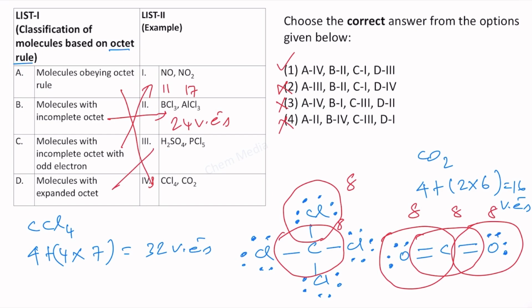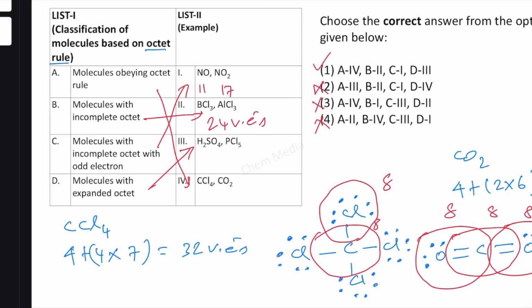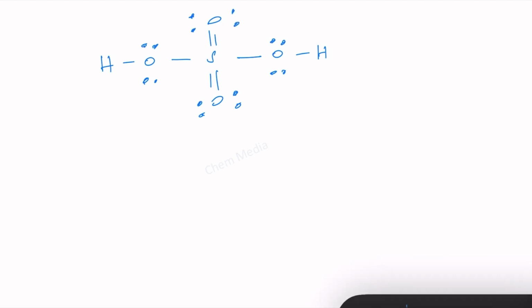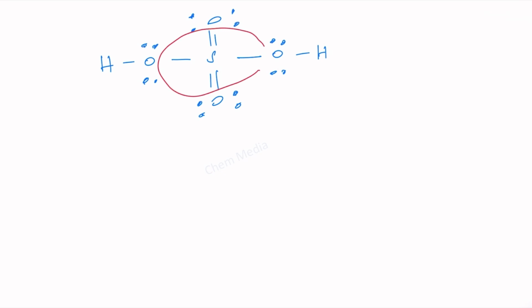Molecules with the expanded octet should be H2SO4 and PCl5, because in H2SO4, this is the structure of H2SO4. So, this is an example of expanded octet, because we have 6 bonds, that means 12 electrons. Likewise, for PCl5 we will have 10 electrons because we have 5 bonds.